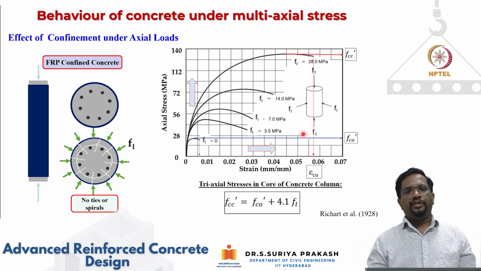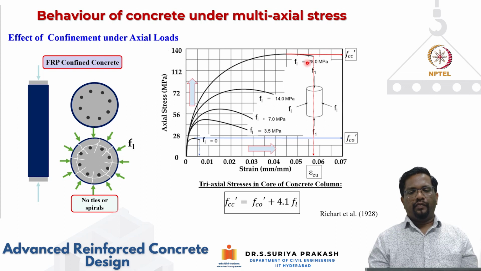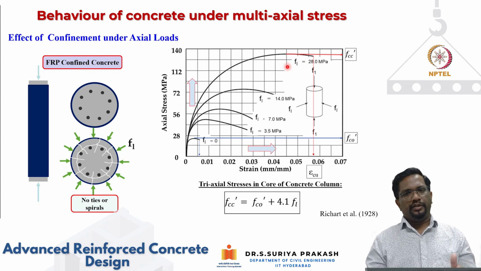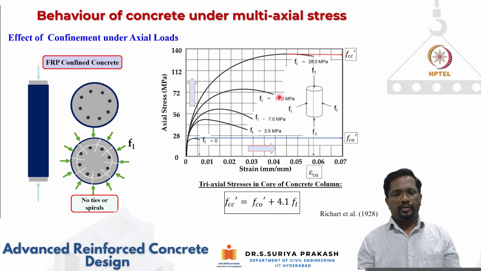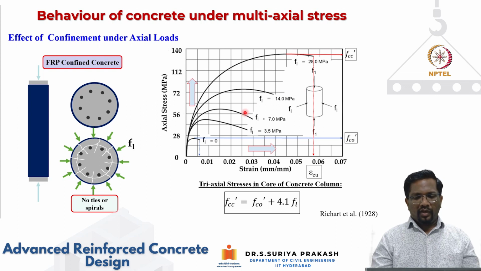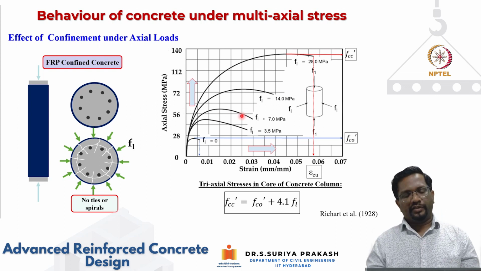With increase in this confinement, we can really increase the axial strength and the strain at which it is going to fail. So this is what the behavior is. That is what the role of the transverse reinforcement also.